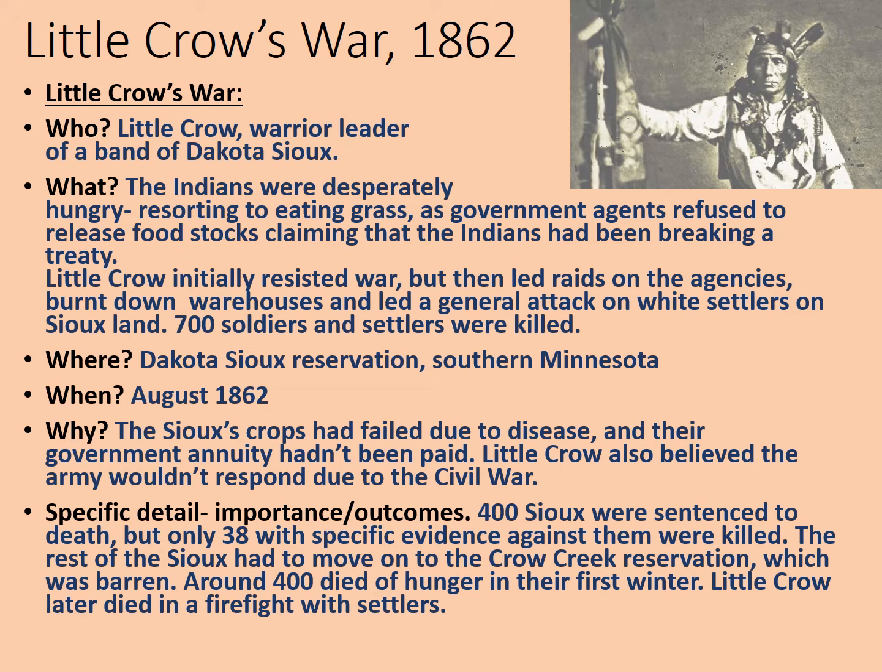The rest of the Sioux had to move on to the Crow Creek Reservation. This was a deliberate move. It was a small reservation and it was utterly barren. The government knew full well that the Sioux would not be able to survive there properly. Around 400 died of hunger in their first winter.